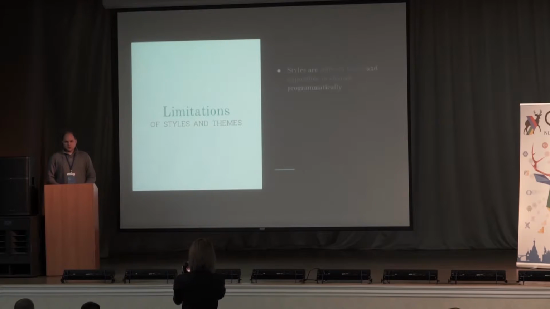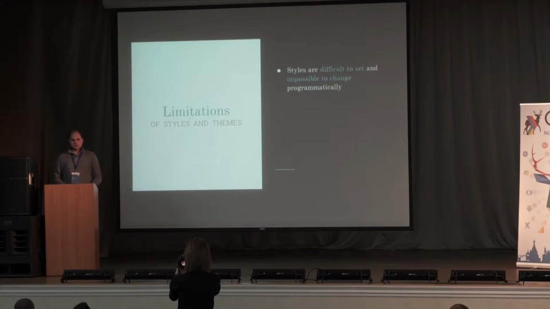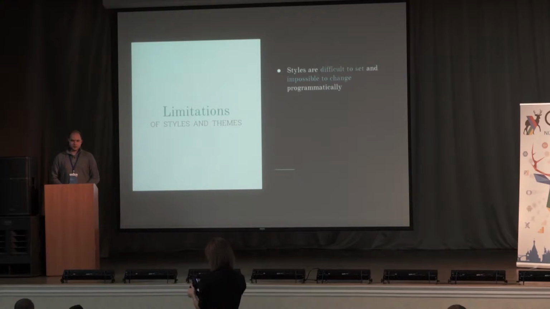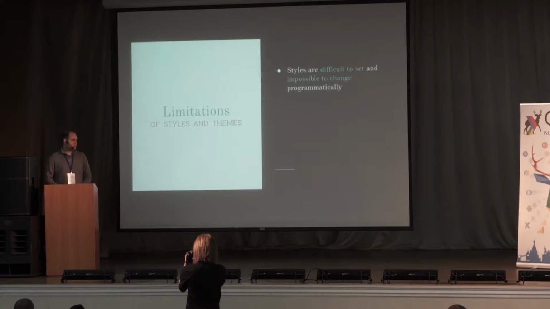And a couple of limitations when using styles and themes. Styles are difficult to set and probably impossible to change programmatically. If you ever try to switch a style, that's a bit complex, but you can get it done. But if you try to change one color inside of that style dynamically, you won't be able to do that. That's probably impossible. You can do it with reflection, but it's not the way you want to go.